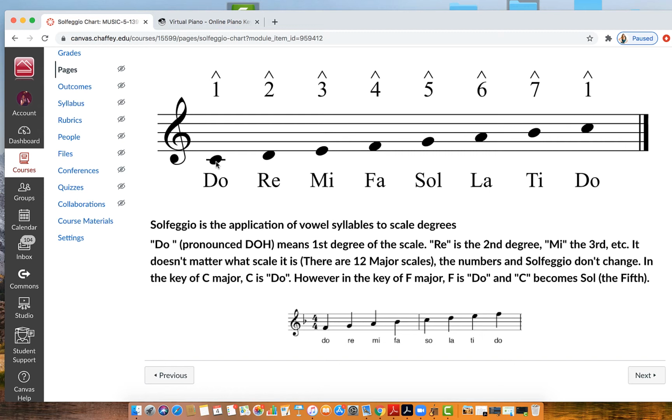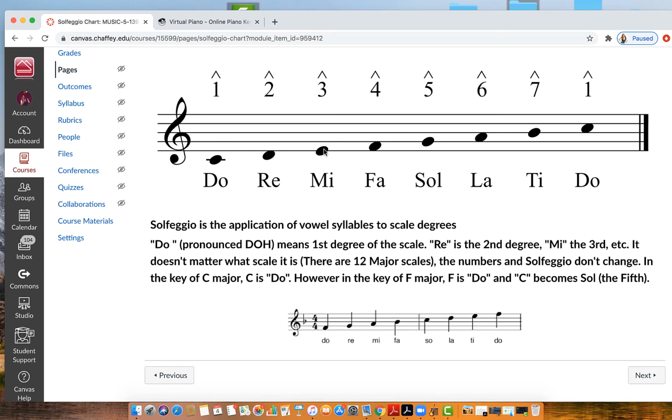In a country like Mexico, and a few other countries do this, they have what's called the fixed do. So in our system, do means the first note of a scale. Re means the second note of the scale. Mi is the third note. Fa is the fourth note. Sol is the fifth note, and on and on. In these other countries, do means C. So do is always C. Re is always D.